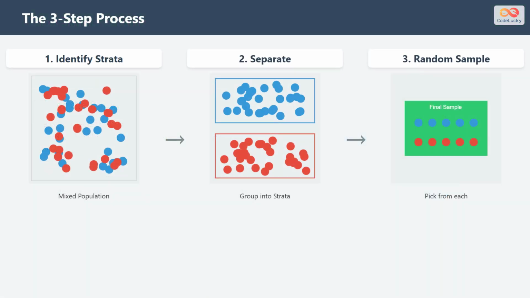Here is how the process works in 3 simple steps. First, you look at your mixed population. Second, you separate them into their specific strata or groups. And third, you perform random sampling within those groups to build your final selection. It is organized and systematic.